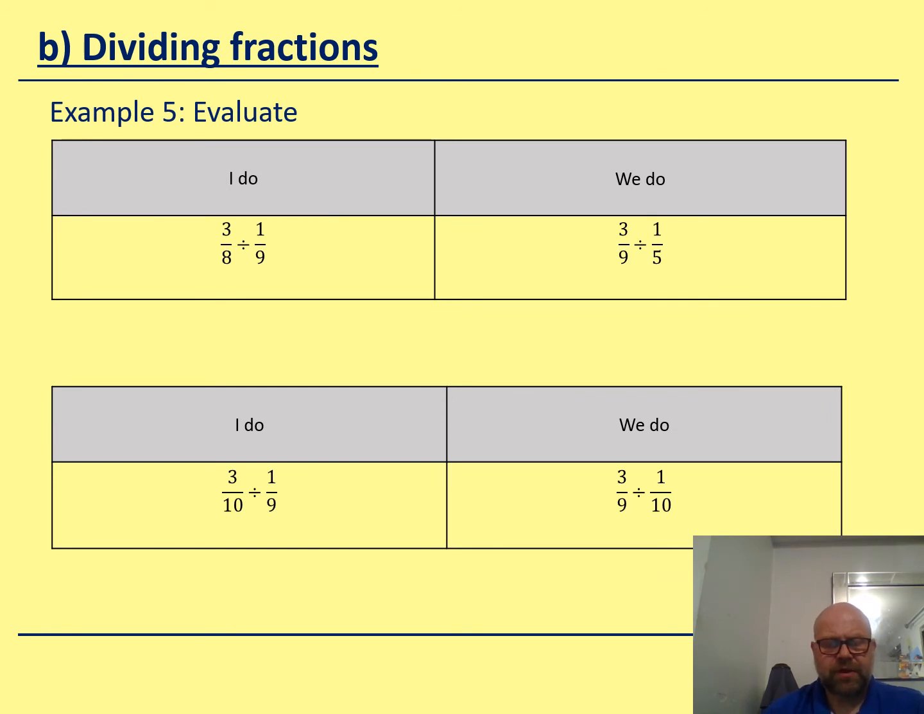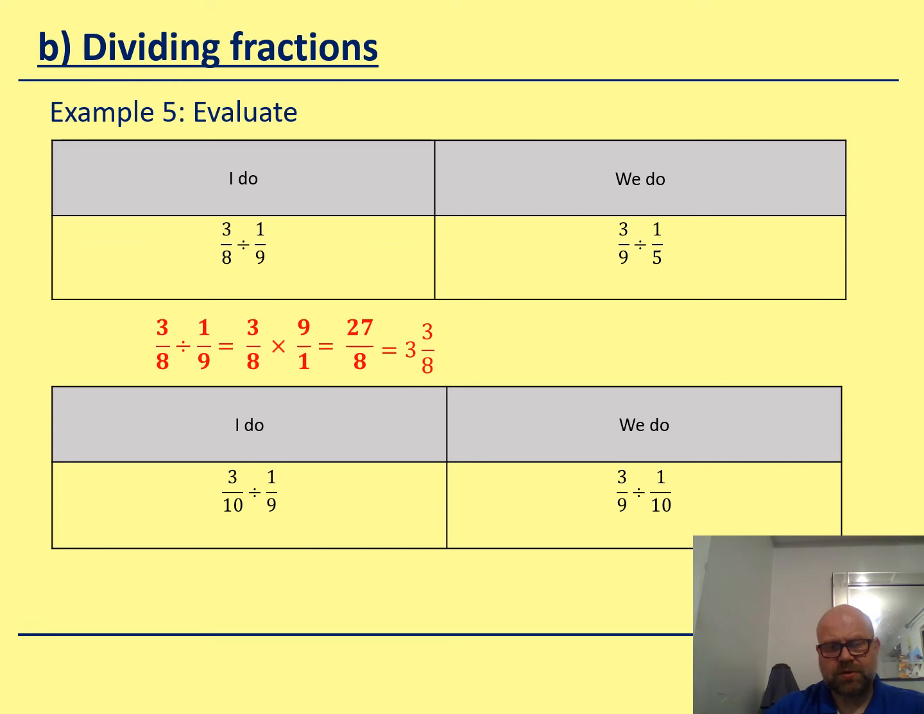Now I want to do 3/8 divided by 1/9. I keep the first, okay, I flip the second, so 1/9 becomes 9/1, and I multiply. So 3 9s are 27, 8 times 1 is 8. Now this is an improper fraction. If you want, you can change it to a mixed number: how many 8s go into 27? 8 3s is 24, and 3 left over. So it's 3 and 3/8.